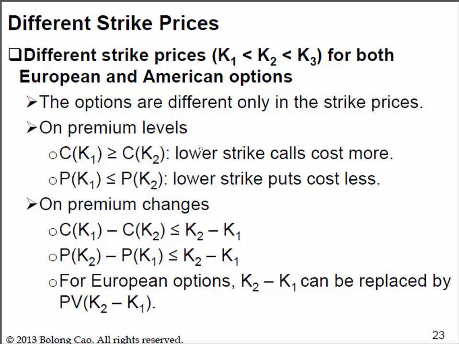So let's look at the premium levels. We know that if a call allows you to buy at a lower price, then it's a better call. Right? A call that allows you to buy a stock at $80 is a better call than another one that allows you to buy at $100. Right? You have to wait until the price goes above $100. The higher strike call will be in the money.